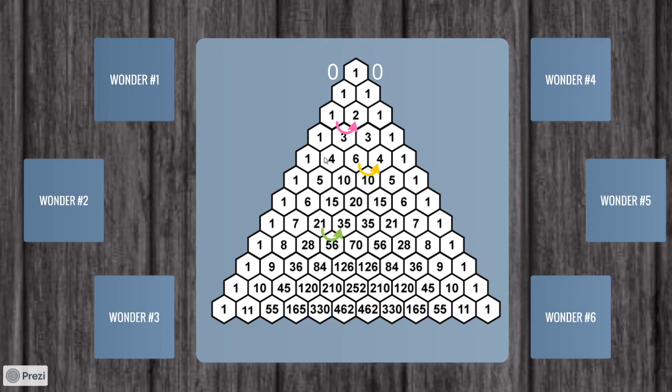So do you get it? This triangle is just made by adding the numbers on top of it. And those numbers coincide with what we get when we expand binomials, and that is a wonder. And that's not all, let us go to the next wonder. Wonder number 2.